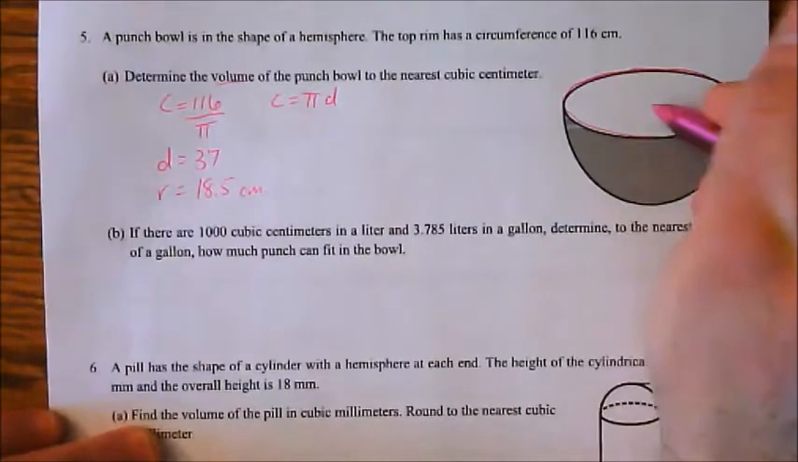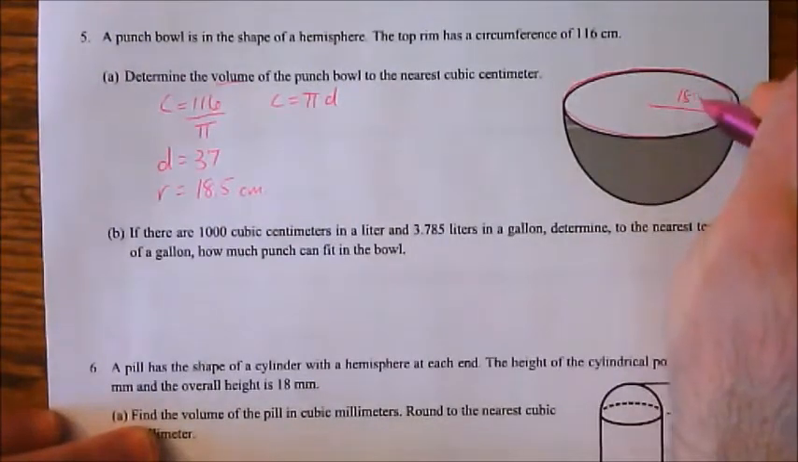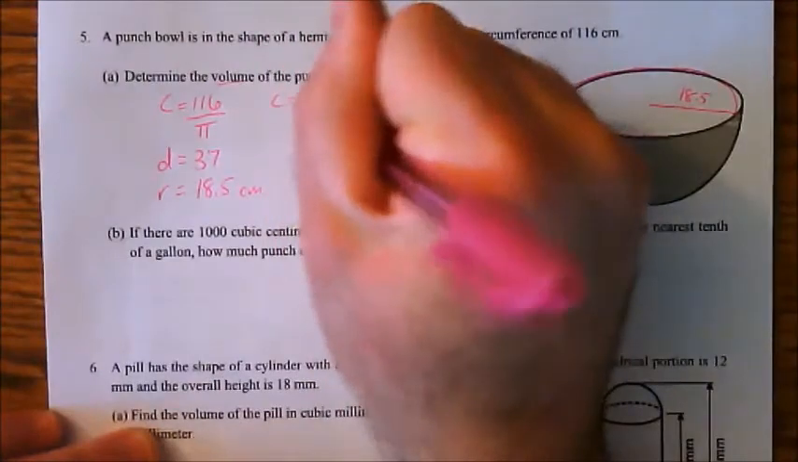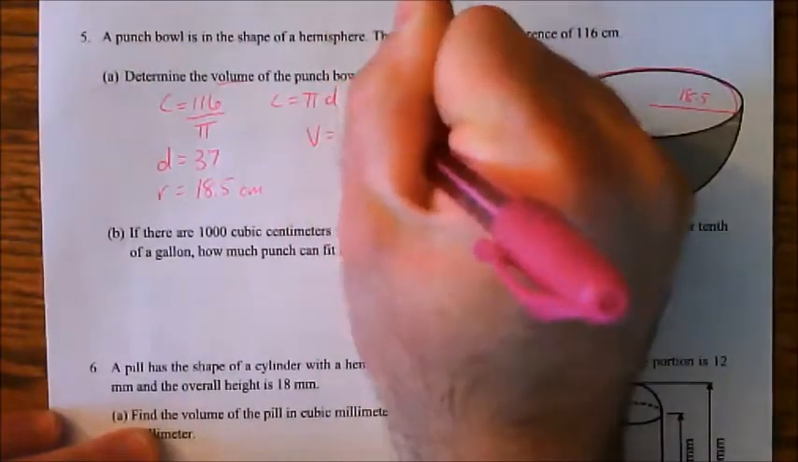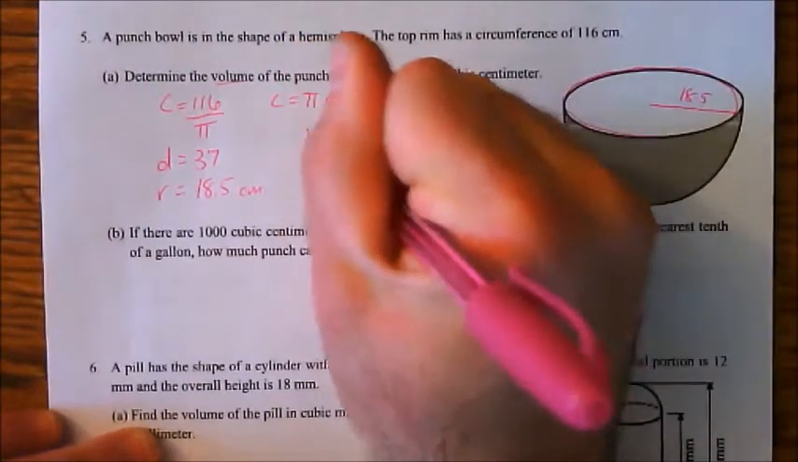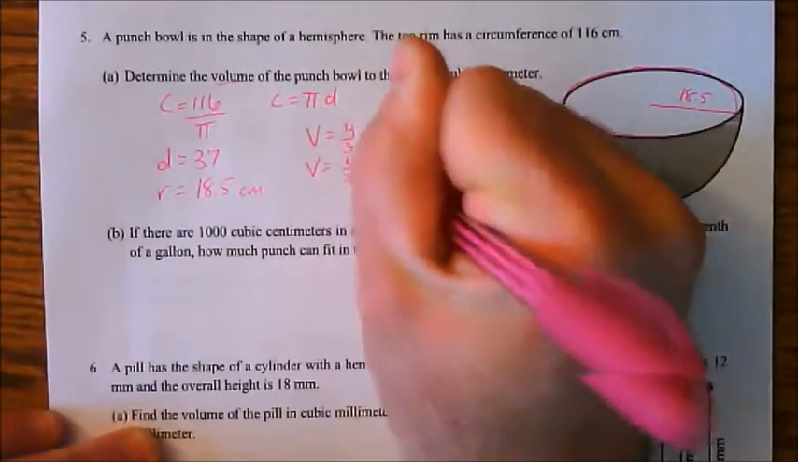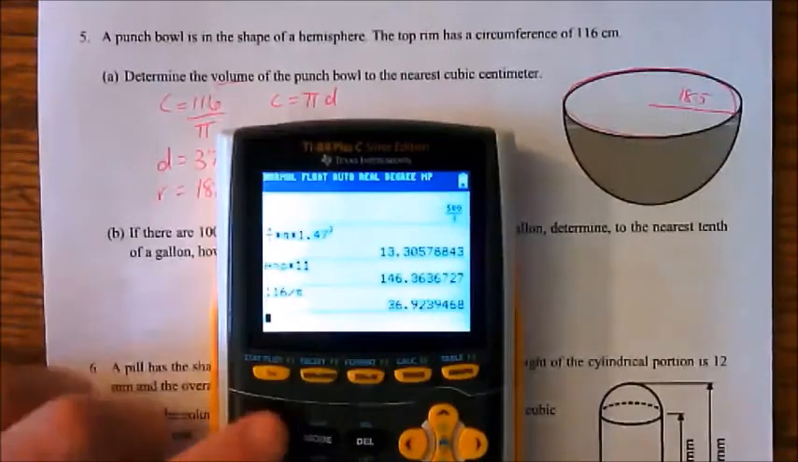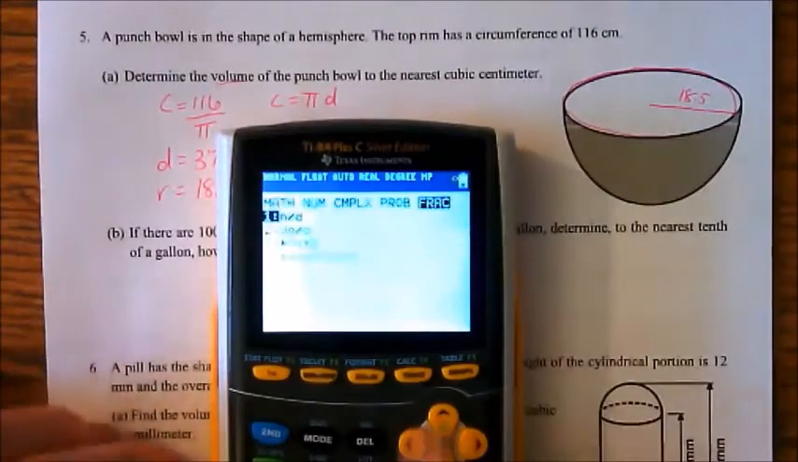Alright, so we've got a punch bowl in the shape of a hemisphere. The top rim has a circumference of 116 centimeters. My first question would be, how can it sit on its bottom? If it's a hemisphere, it's just going to roll all over the place, but I guess that's not the point. Anyway, find the volume of the punch bowl to the nearest cubic centimeter.